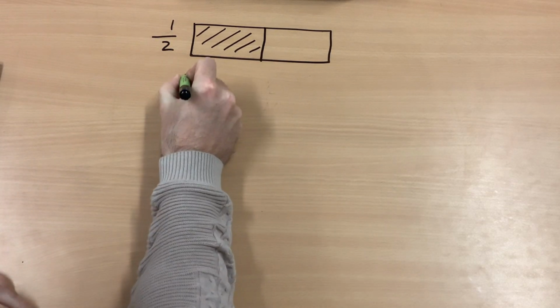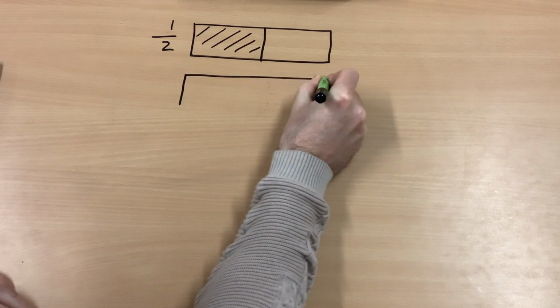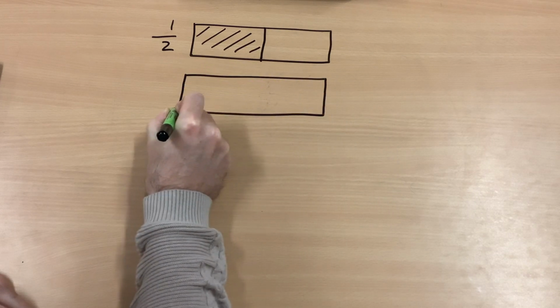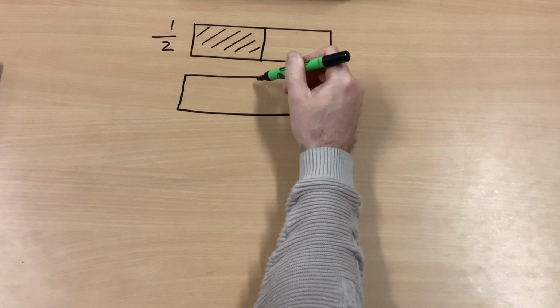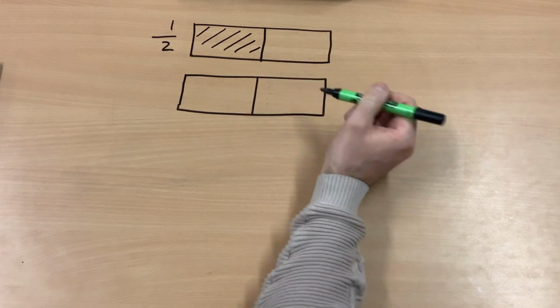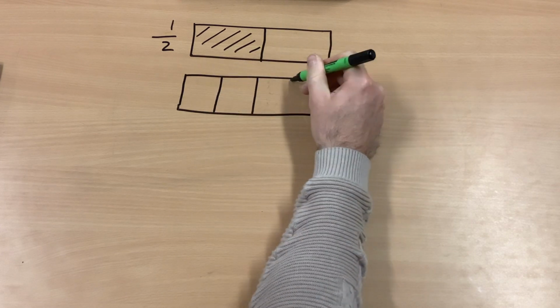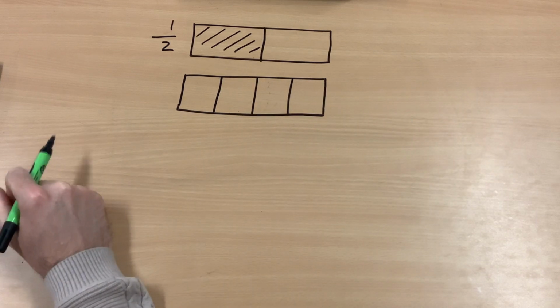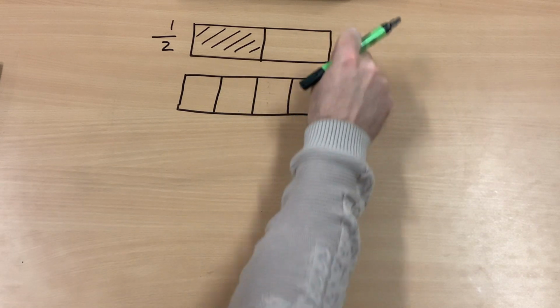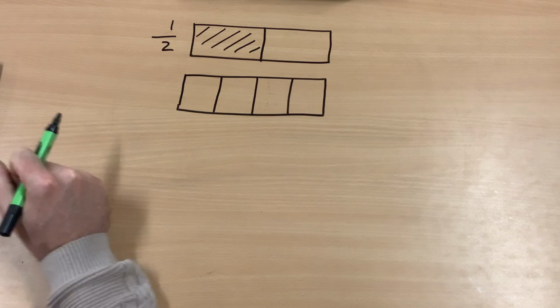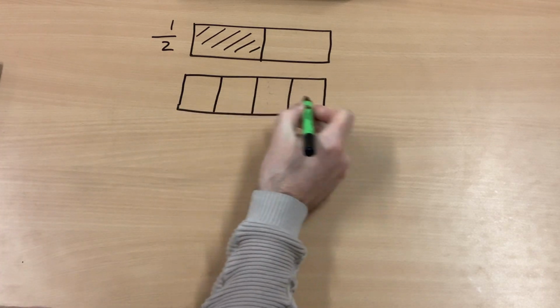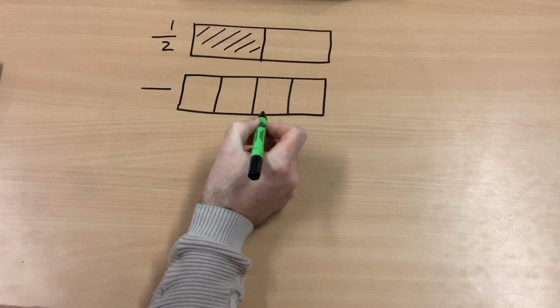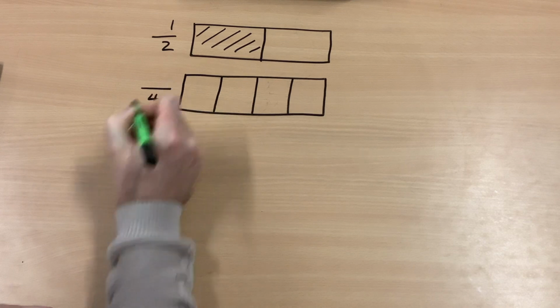Now if I take a bar that's exactly the same, draw one underneath, now I can split that up differently. It's the same size bar. If these were cakes, it would be the same size cake, two identical cakes. But this one I've split into 4 pieces. So the denominator for this one is going to be 4.